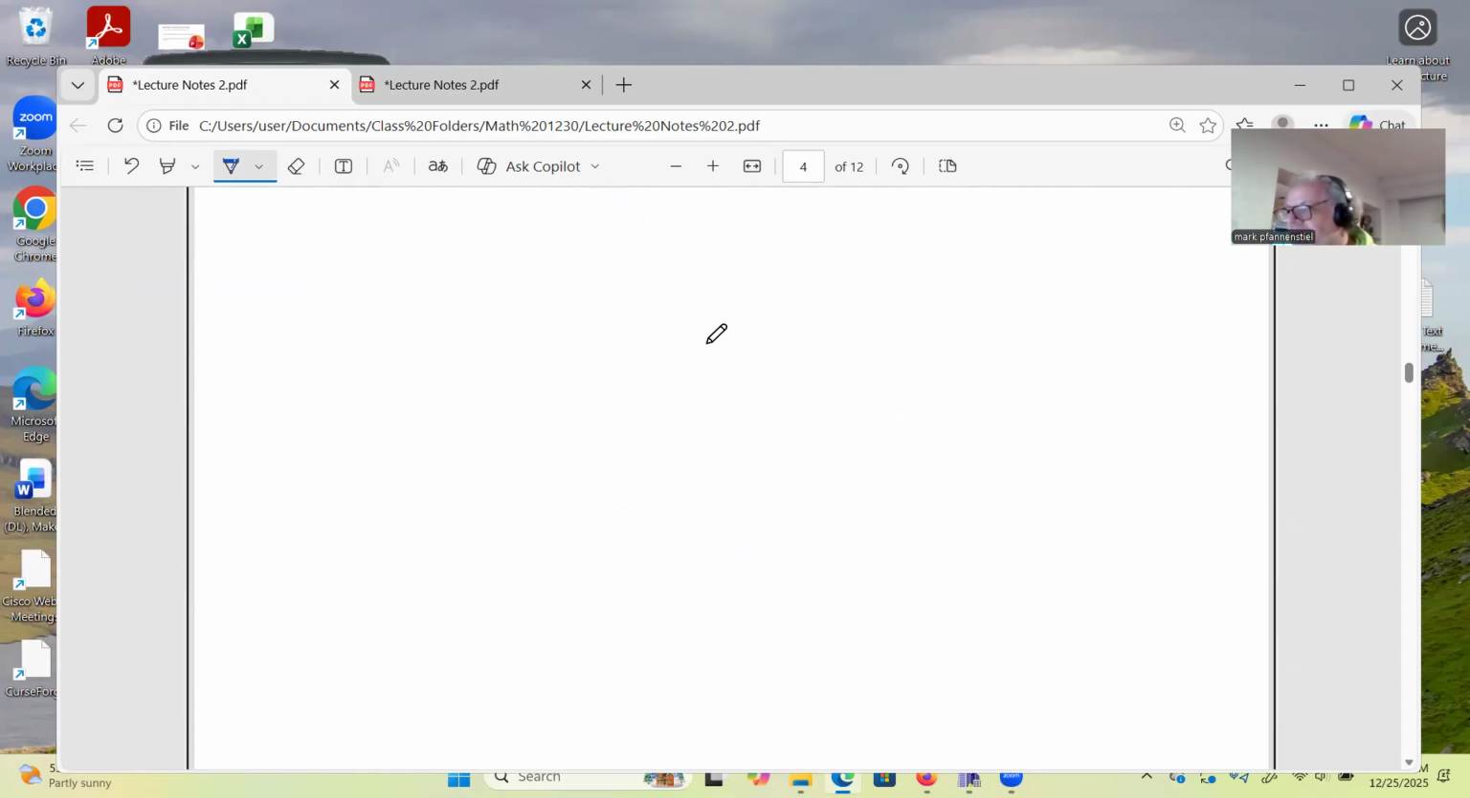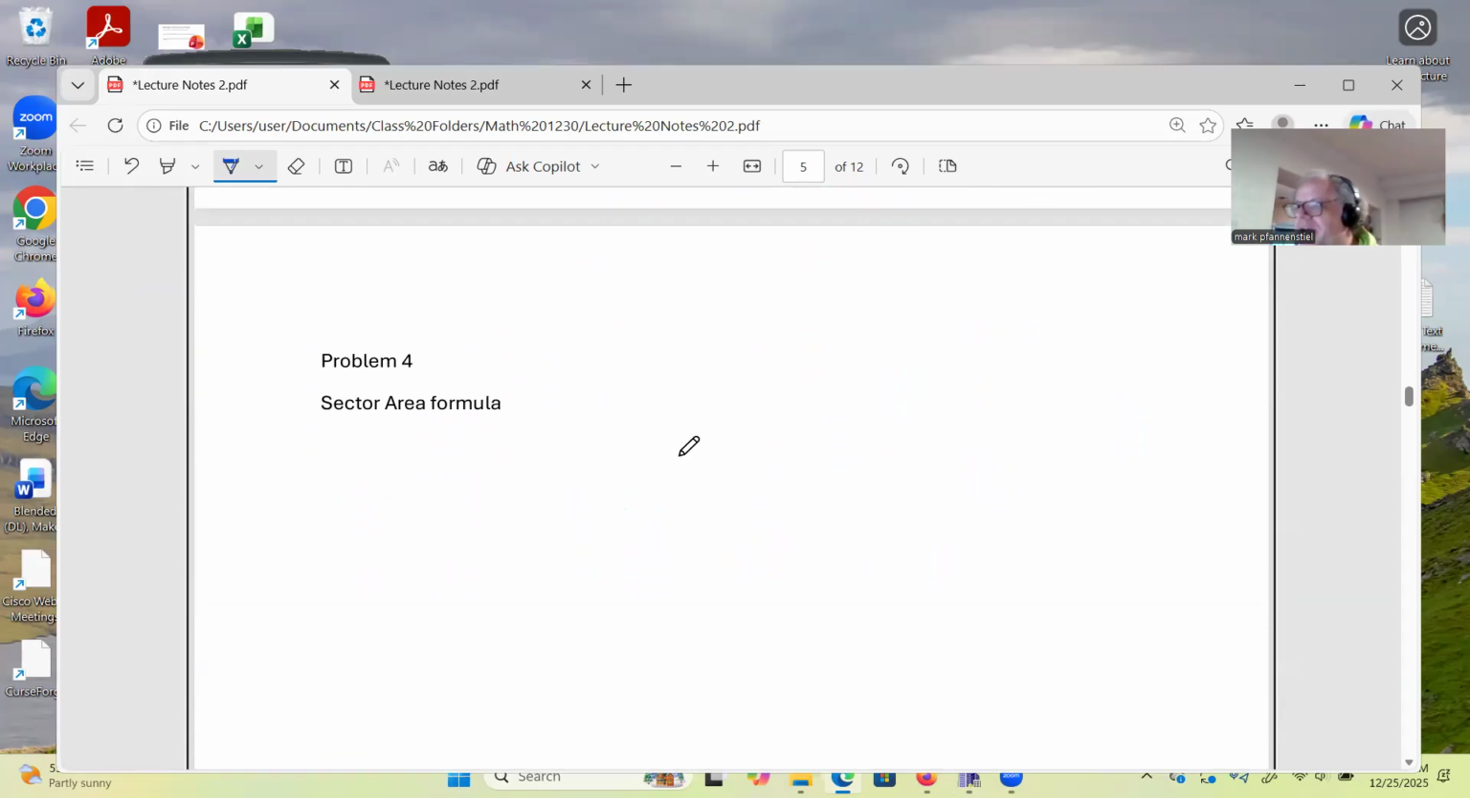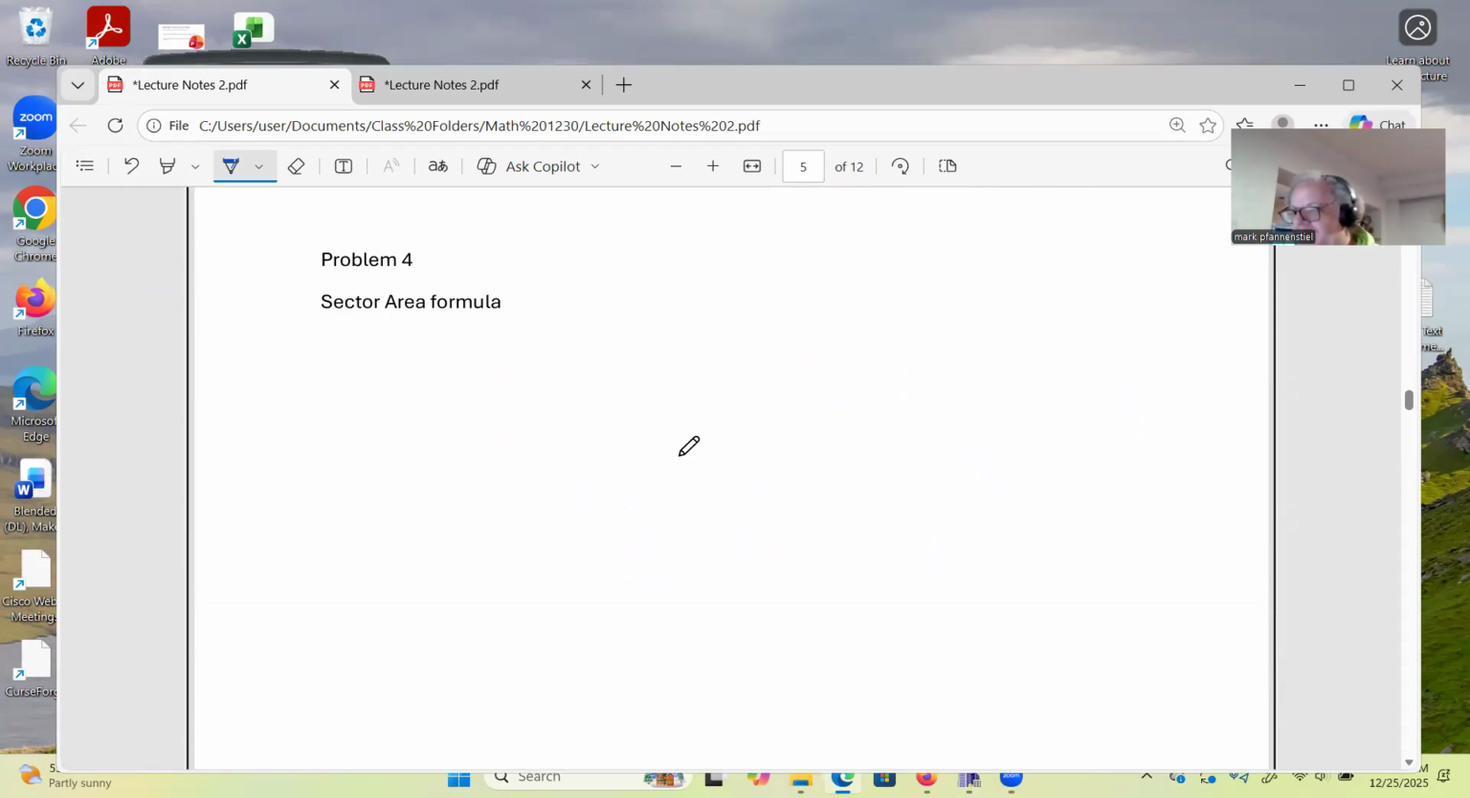All right, let's see if we have one more here. Oh, sector area. Let's look at the formula for sector area. So the first thing we're going to do is remember, what is the area of a circle? That was pi r squared, the whole area of a circle. I would love to have an area of a sector that had to do with r and theta in it, because that's kind of what I want.